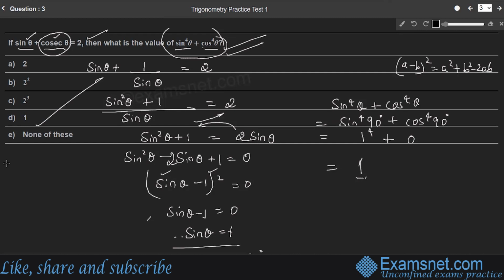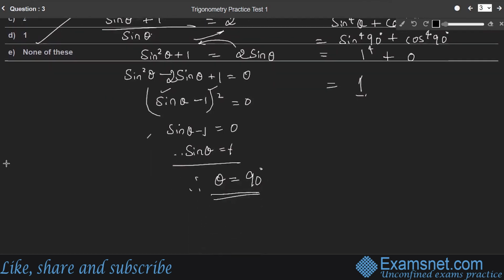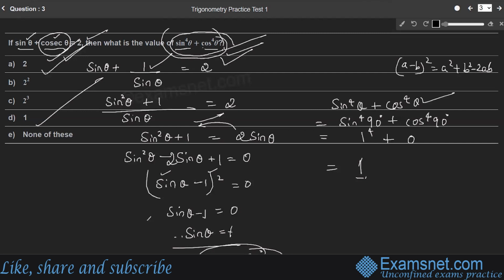Here, the trick is to convert cosecant in terms of sine, because cosecant is the inverse of sine, right? Because we are going to find the expression sine raised to 4 theta plus cos raised to 4 theta, so better to express the given equation in terms of sine. Then we can easily find the value of sine raised to 4 theta plus cos raised to 4 theta. Because once you get the given equation in terms of sine, you can easily find the value of theta. Here theta is 90 degree. Therefore, sine raised to 4 theta plus cos raised to 4 theta is equal to 1. Option D is the right answer.